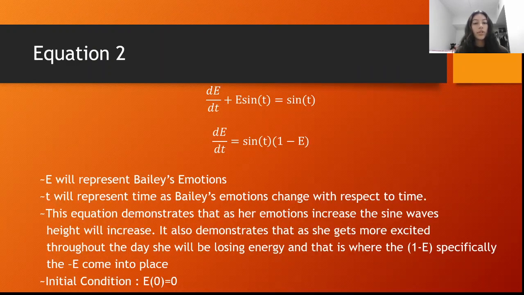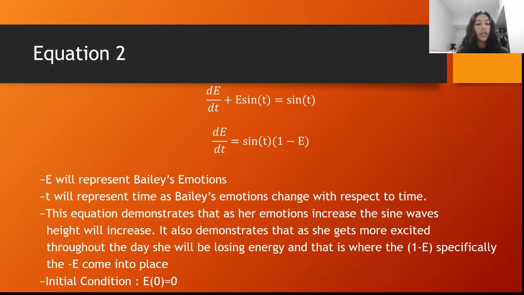For equation number 2, I have dE over dt equals sine of t multiplied by 1 minus e. So here again, e will represent Bailey's emotions, and t will represent time as Bailey's emotions change with respect to time. This equation represents her emotions increase, and as that increases, the sine wave's height will increase. This also demonstrates that as she gets more excited throughout the day, she will be losing energy, and that is where I incorporated the 1 minus e.